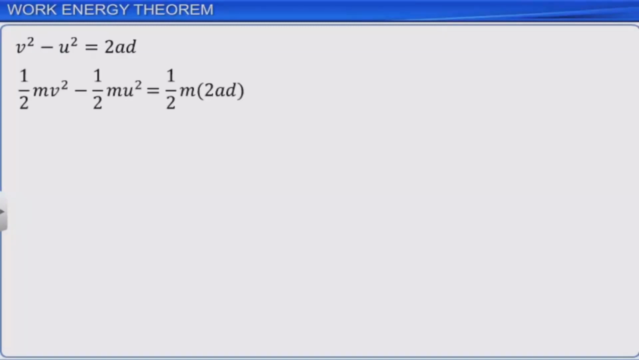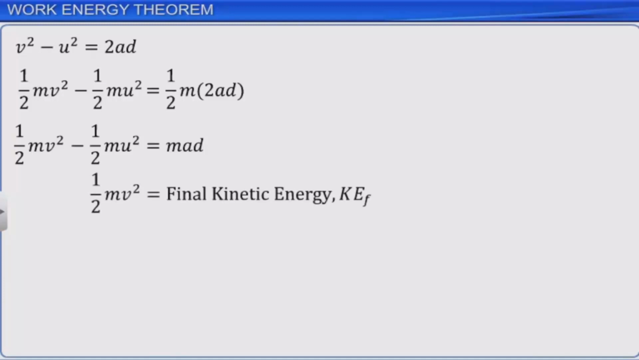Multiply both sides with half m, and simplifying, we get the expression as shown. We get half mv square minus half mu square is equal to mad. On the left side of the equation, half mv square is the final kinetic energy of the body, and half mu square is the initial kinetic energy. On the right side of the equation, we have the product of m, a, and d.